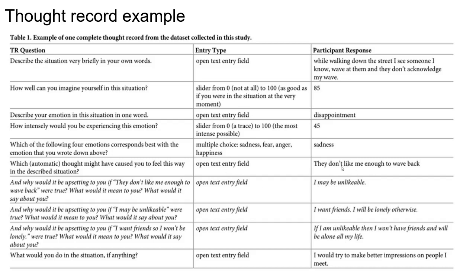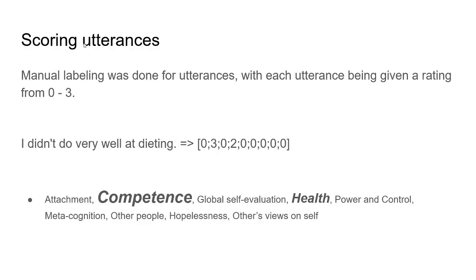And so you can continue on down as far as you want as a participant. And this is known as the downward arrow technique, which will be important later. Essentially, the more rows the person fills out, the deeper their thought record is. So how the utterances are scored is that they're given a rating from 0 to 3 for each schema. Here's an example. I didn't do very well at dieting. This manual label was given a 3 for competence, a 2 for health, and a 0 for everything else. So I didn't do very well at dieting is more determined to be related to competence and health than these other schemas.